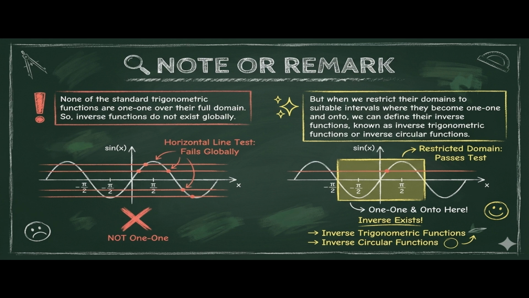When we restrict the domain to suitable intervals, the functions become 1-1 and onto. Such inverse functions are called inverse trigonometric functions or inverse circular functions.